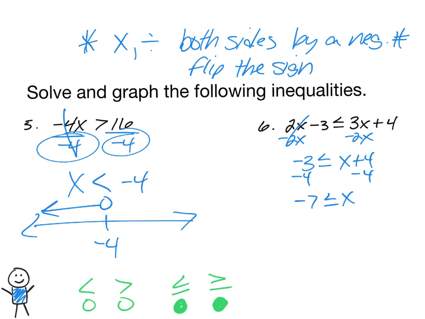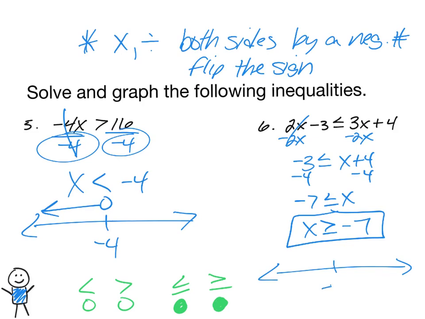And remember what I said earlier, even though this reads negative 7 is less than or equal to x, it also reads x is greater than or equal to negative 7. Now, most of the time in algebra, you want to put the variable on the left side. Now, let's go ahead and graph it. In this case, since it's greater than or equal to, it'll be a closed circle. And all the values that are greater than negative 7 will be to the right of it on a number line.